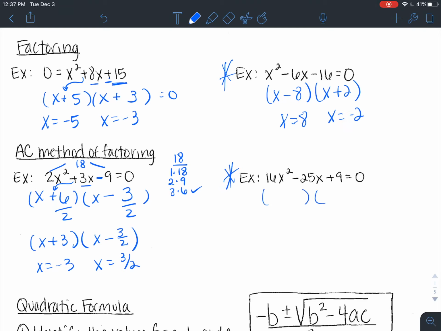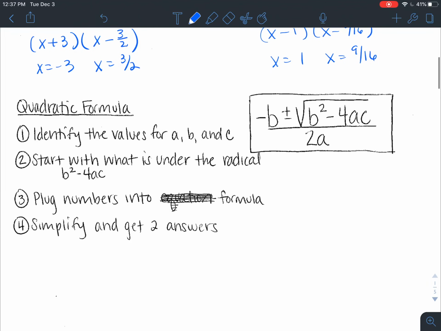This one would factor down into 16 and 9. Both would be minus and then divide by our 16. So you would have x minus 1 and x minus 9/16. So you would have x equals 1 and x equals 9/16. So hopefully you understood that. If not, come talk to me. We'll figure it out. All right, now we're going to talk about the quadratic formula.